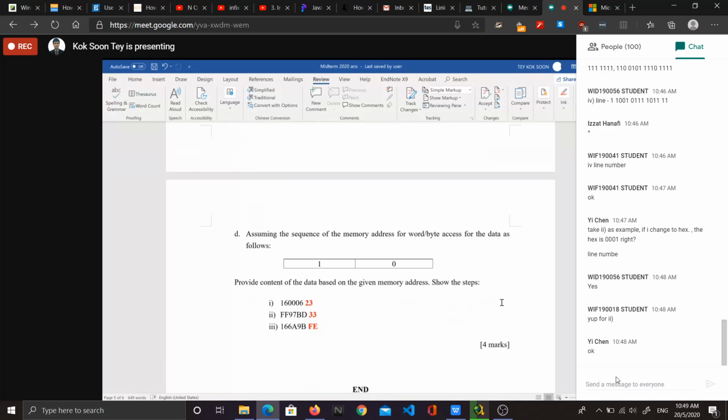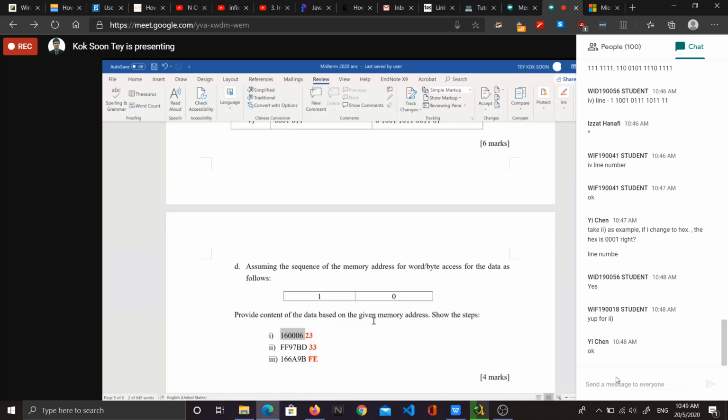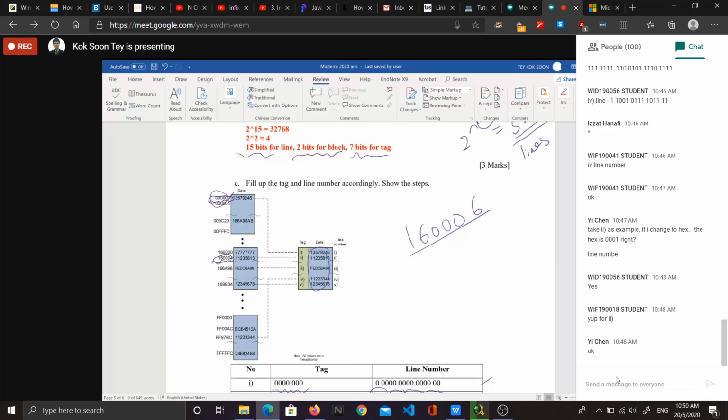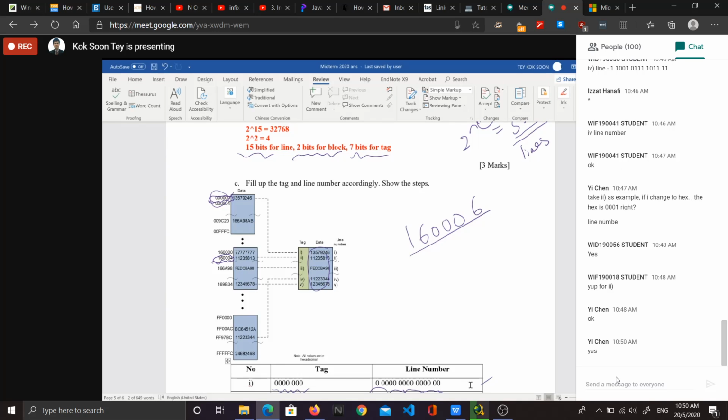For the last one, they're assuming a sequence of memory addresses. They want you to provide the content for 160006. So it should be 160006. Understand? How do we get 23? So we refer to this one. We refer to this block.